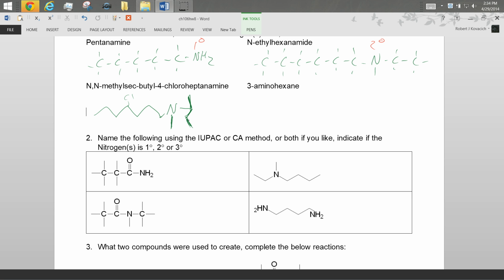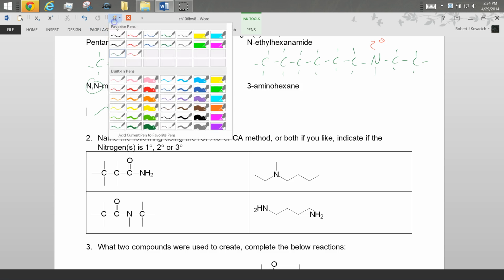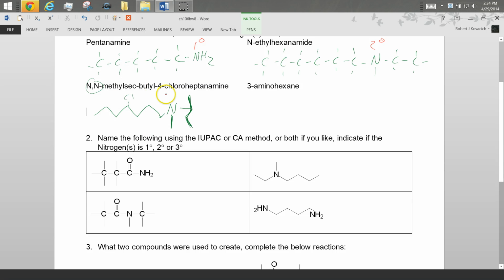Are we good with that? So this N,N, every time you see an N written, that means it's another thing that the nitrogen is attached to. So since there's 2 N's, it's already attached to something, then there's 2 other carbons attached because it says N,N there. So then what kind of classification am I going to give this nitrogen? Tertiary? Okay.